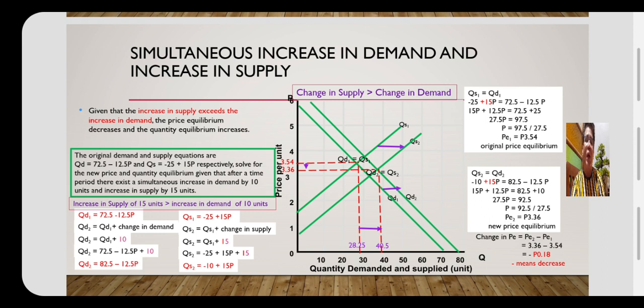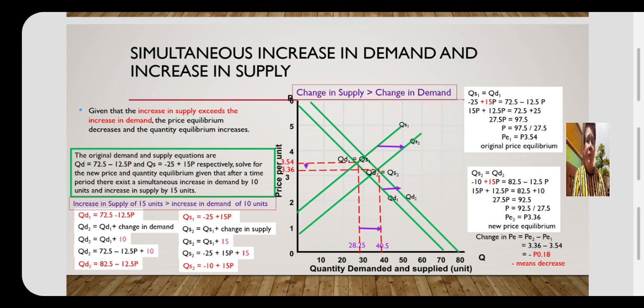Solve for the new price and quantity equilibrium given that after a time period there exists a simultaneous increase in demand by 10 units and increase in supply by 15 units. So from this given problem statement, we can observe that both the demand and supply have increased. But the increase in supply of 15 units exceeds the increase in demand of 10 units.